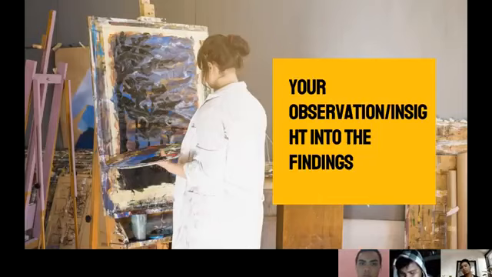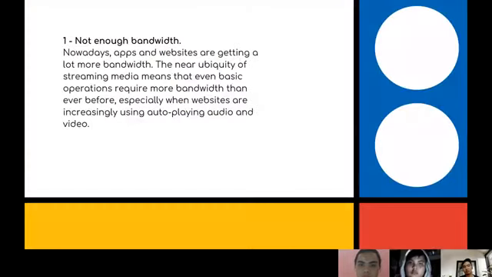So we go to the observation of the findings. We got four. First, not enough bandwidth, because nowadays apps and websites are using a lot more bandwidth. The new ubiquity of streaming media means that even basic operations require more bandwidth than ever before, especially when websites are increasingly using auto-playing audio and video.